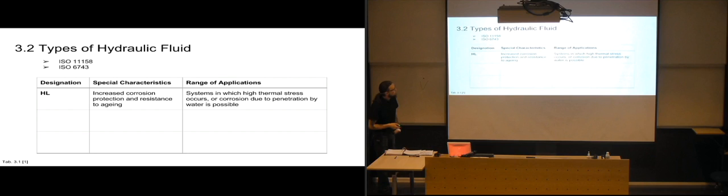So the first one we'll look at is the HL designation. So hydraulic liquid. Can't quite remember what the L stands for exactly. But the special characteristics when you have the HL is that it has increased corrosion protection and resistance to aging. So even though it's a mineral oil that we've gotten up out of the ground, it will still deteriorate with age. It will become worse and worse at doing its job as it ages. Not as quickly as a vegetable oil, but it will happen.